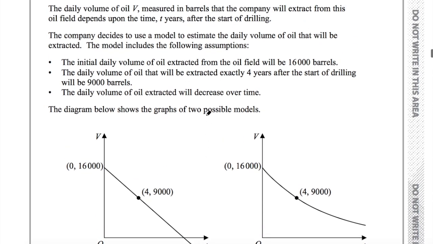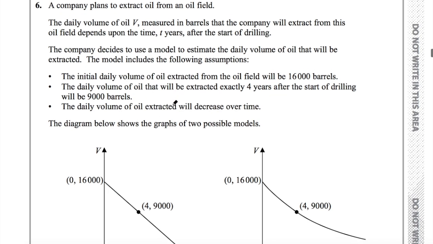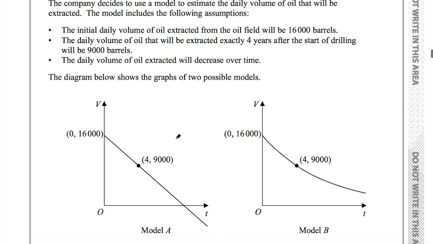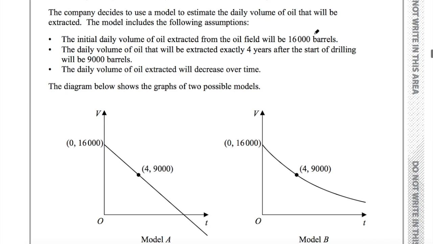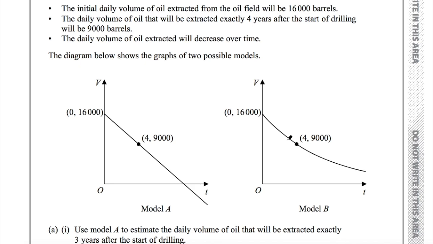Okay, so let's just summarize what's going on. They're taking oil out of the ground, and they have 3 conditions that need to be met, and these are 2 possible values to graph the data. So on day 0, there will be 16,000 barrels, and after 4 years, there will be 9,000 barrels of oil being extracted. So this model is just a linear graph going from the y-intercept down to t, where t is years. And this graph looks more like an exponential model where the rate of decrease is decreasing over time.